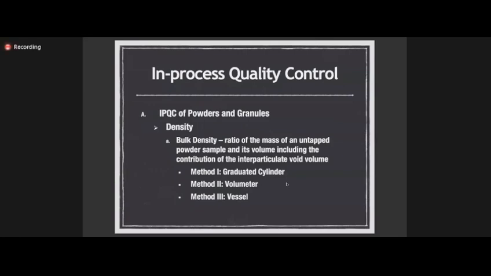No? So we have different types of density. First, we have your bulk density. So bulk density, so that's the ratio of the mass of untapped. So isulat natin. So mass of untapped over the mass of tapped. Tama ba? And it's, no, total mass. Total mass. Okay. And its volume including the contribution of the interparticulate void volume. So we can use graduated cylinder, volumeter, and vessel.